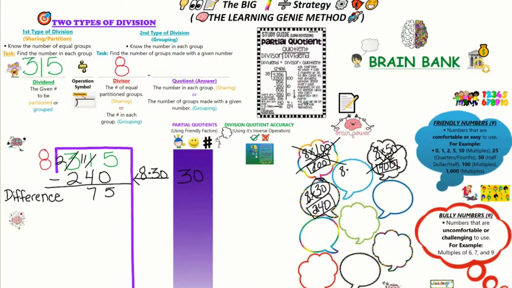8 times 5. The reason I chose 5 is because I know that 8 times 10 is 80. Remember when we asked that question earlier? So I know that 80 is too large. 8 times 5 is a basic fact that gives me 40. Is 40 less than 75? Yes, it is. So therefore, I may use it.